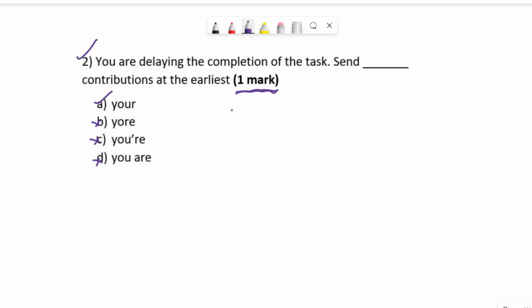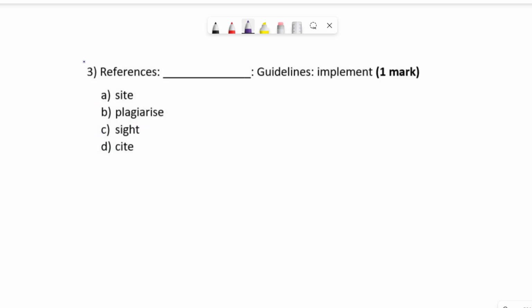Now let's go for the third question. Let's read this third question. References dash guidelines implement. We know that guidelines are to be implemented. Similarly, references are to be cited. Okay. References are to be cited. So the right answer is cite.